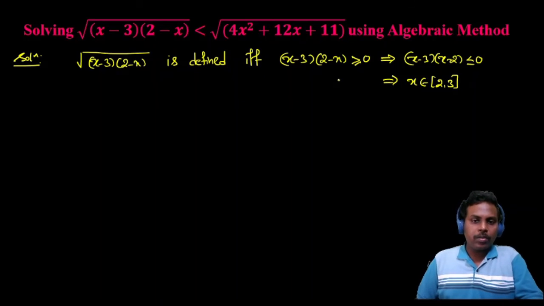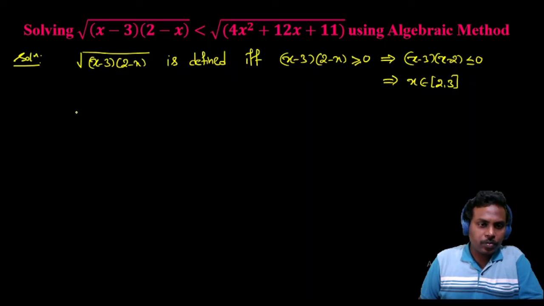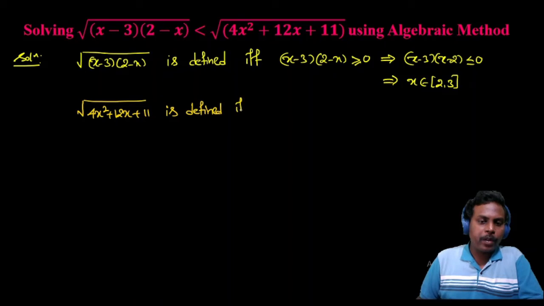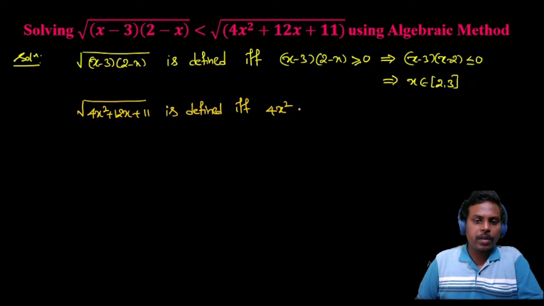Okay, now this quantity under root 4x square plus 12x plus 11 is defined if and only if 4x square plus 12x plus 11 must be greater than or equal to 0. Now let us find out for what values of x this gets satisfied.